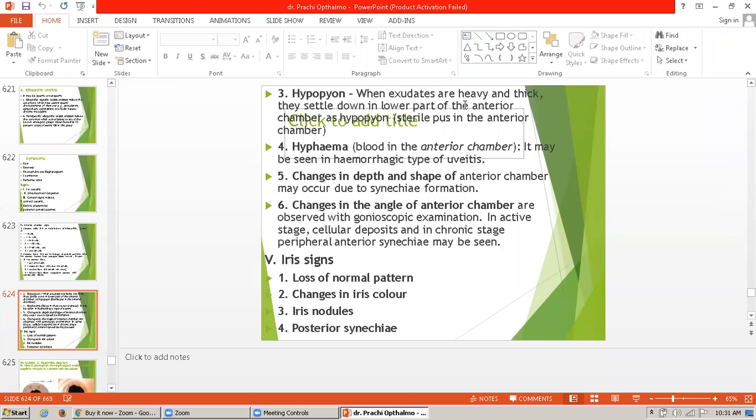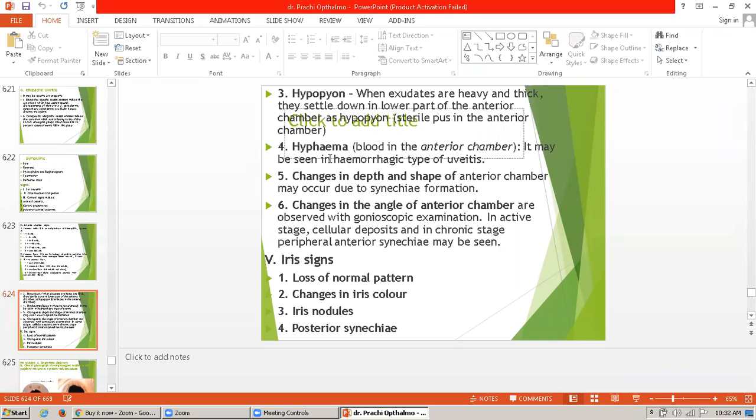In hypopyon, the exudates are heavy and thick and they settle down in the lower part of the anterior chamber as hypopyon, that is sterile pus in the anterior chamber.